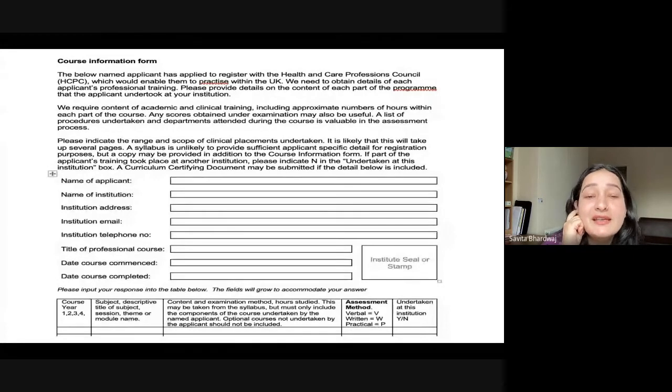Transcript means DMC, degree, this form, right? So these are the proof of the English language. Proof of the English language is IELTS. IELTS could be general IELTS, it could be academic IELTS. For this country they just need an IELTS, that's it.